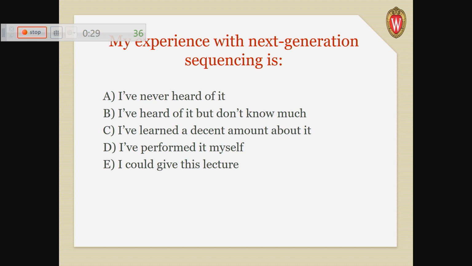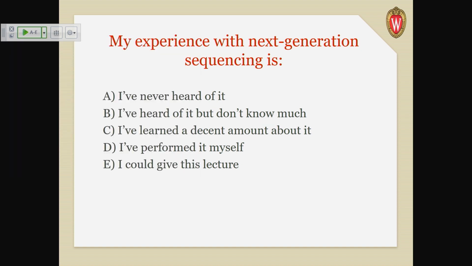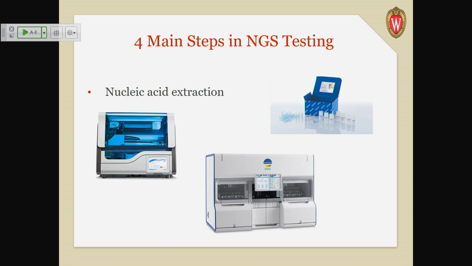All right, the answers are starting to trickle in now. Let's see where people generally are. Okay, we got a pretty decent distribution. Most people are in that B and C, so heard of it but don't know much, or have learned a decent amount. Sounds good. That'll help tailor some of my explanations.